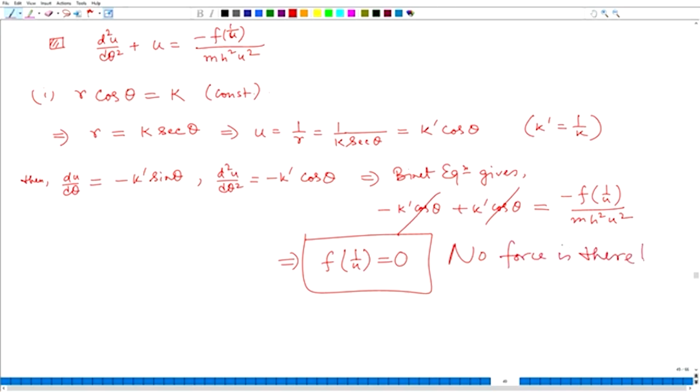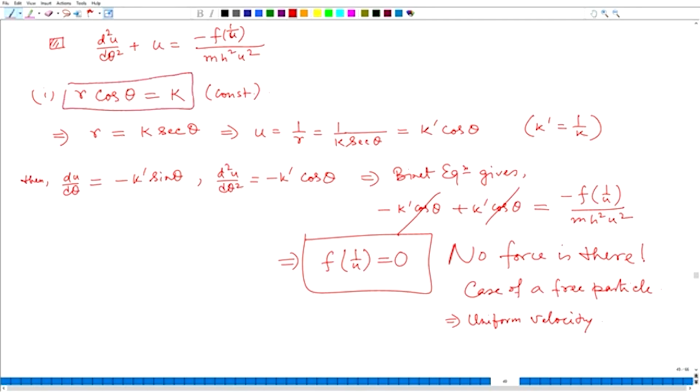Now, what is the meaning of that? This is the case of a free particle, so uniform velocity. And now, who can tell me what is the trajectory here?